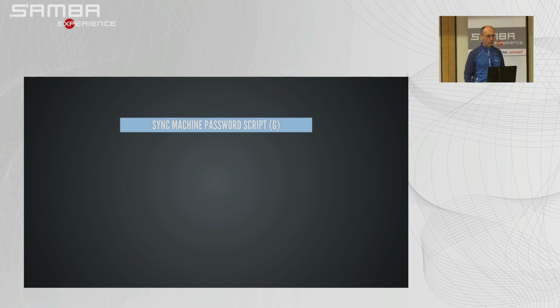And there was a proposal that whenever we update the password, we have an option for some trigger that will execute external code, some script. So the solution is the new smb.conf parameter sync machine password script, and the script will be called when the password is basically updated.